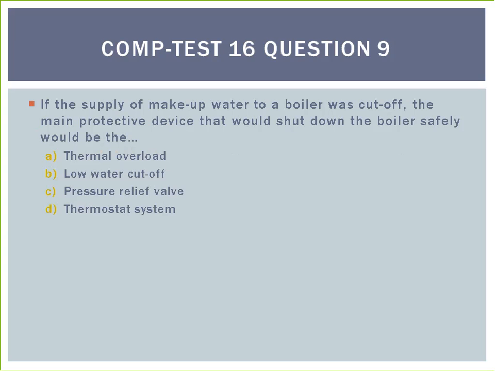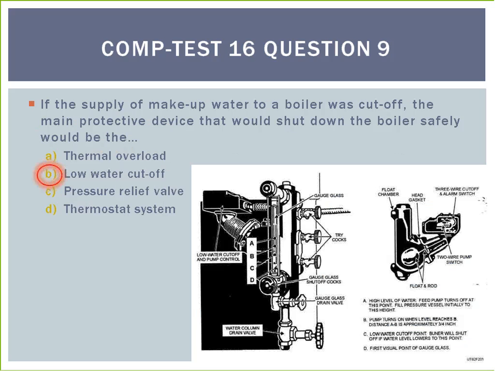Comp Test 16, question number 9. If the supply of makeup water to a boiler was cut off, the main protective device that would shut down the boiler safely would be the A, thermal overload, B, low water cutoff, C, pressure relief valve, or D, thermostat system. As shown on the diagram, answer B is the best answer here.